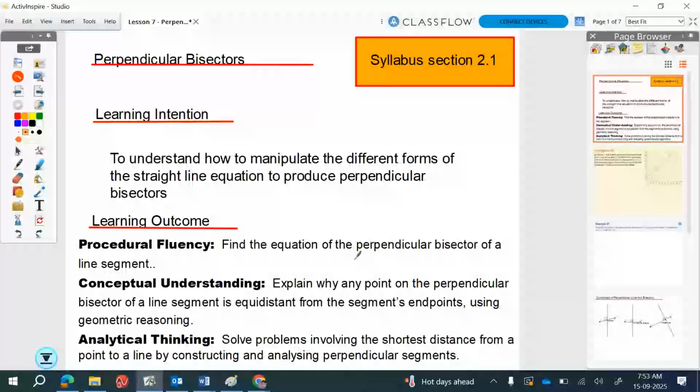Right then, so today we're looking at perpendicular bisectors, and one of the most important goals for us today is to find the equation of a perpendicular line segment. We want a standardized routine for that one. But when it comes to our analytical thinking today, this is where it can get really tricky. We need to solve problems involving shortest distance from a point to a line, and constructing and analyzing perpendicular line segments. So we really have to be on our game to understand the concepts here today, to make sure we can apply it in problem-solving situations.